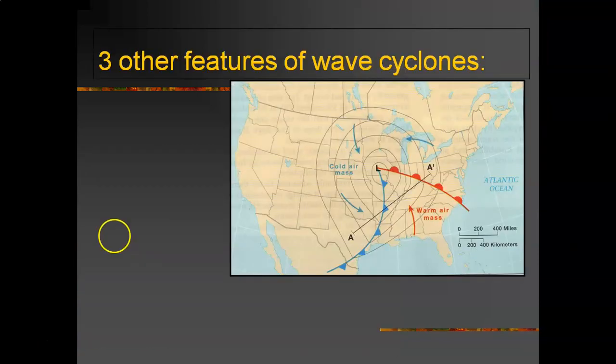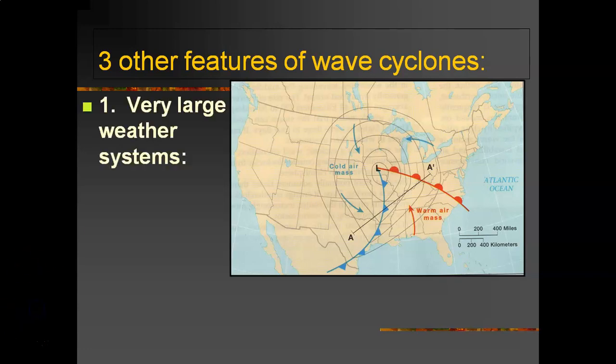All right, so we've just gone over the birth, mature stage, and kind of the death of a wave cyclone. But I do want to mention 3 other features. And, as I've already kind of mentioned, and you've seen on the weather maps I've shown you, these are very large weather systems, usually involving at least half of the United States. Either you're in the cold air sector, you're in the hot and humid warm air sector, or you're getting the squall line and thunderstorms, or you've got the cloudy weather, all right?